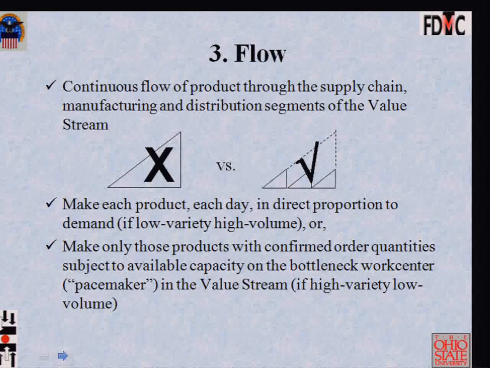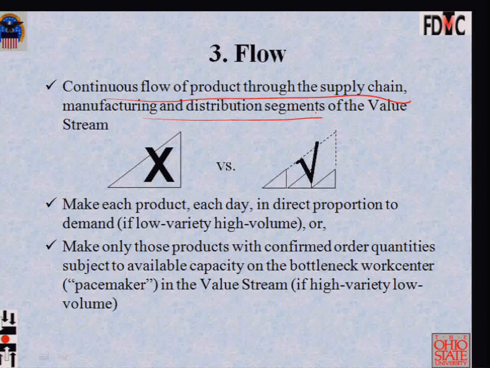The third step, of course, is flow. You try to flow product. So, of course, ideally you would like to flow product through the supply chain, manufacturing and distribution portions of the value stream. Now, that's being utopian. I think that the supply chain and the distribution chain, unfortunately, given that large distances separate the manufacturing facility and the warehouse or the supply facilities, there is going to be inventory. There is going to be inventory in those portions of the value stream.